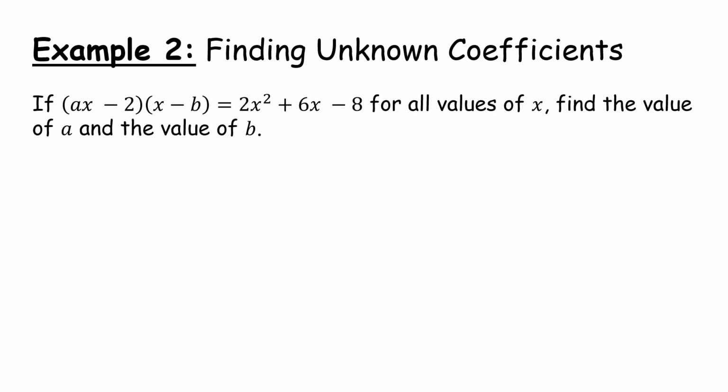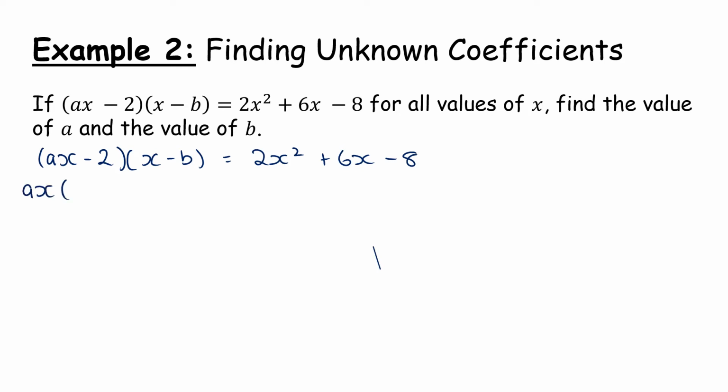Let's look at a slightly harder or more challenging example now. In this case we have a little bit more work to do on the left hand side, to multiply out that bracket before we can start equating the terms. So I have (ax minus 2) times (x minus b) is equal to 2x squared plus 6x minus 8. I'm going to leave the right hand side as it is for a minute because there's nothing I can do with it, and let's work just with the left hand side.